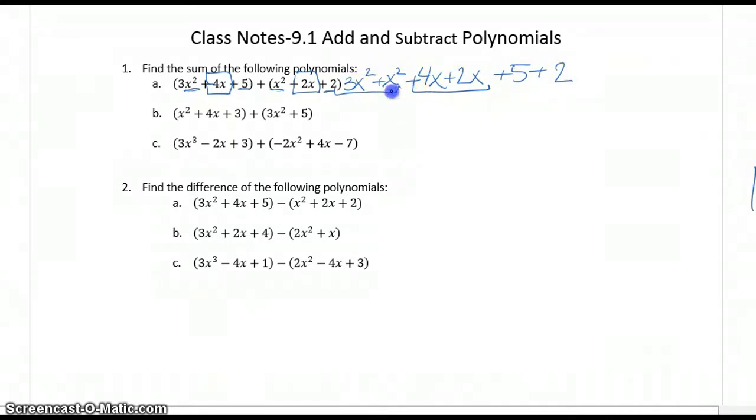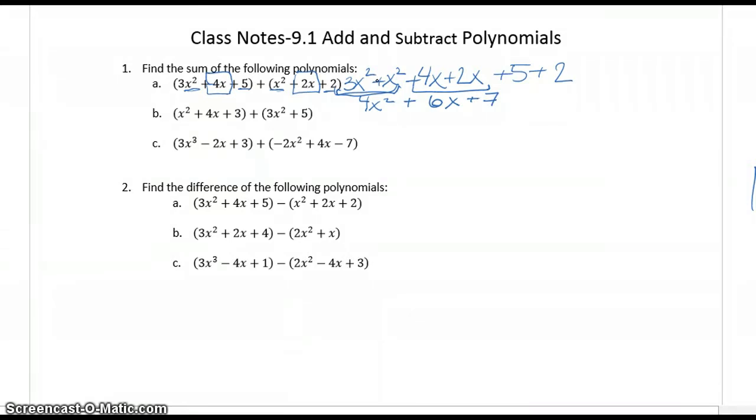Again, we combine our terms with x squared, so we have 3x squared plus 1x squared gives us a total of 4x squared. 4x and 2x gives us a total of 6x. And plus 5 and plus 2 gives a total of plus 7.